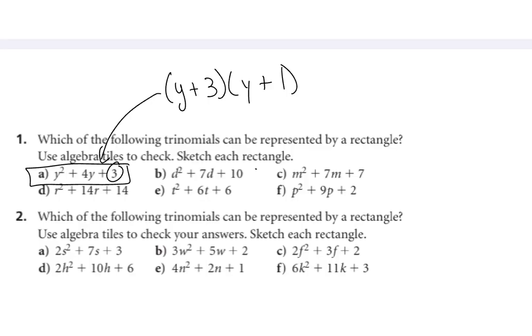There's nothing that you need to memorize from this. It's just kind of an exploration because we are going to be able to go directly from these trinomials to this factored form. It's going to take a lot of practice, but this is kind of the first step in getting there.